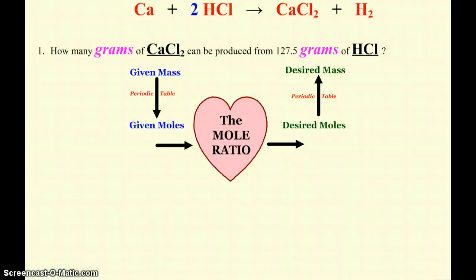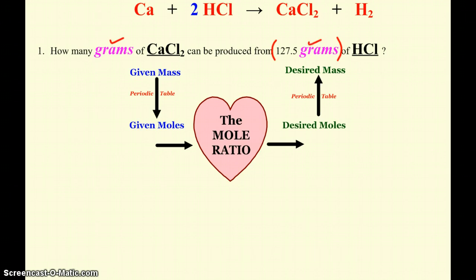Now there's going to be 2 different ways that I'm going to show you how to do this. One, the longer way, dimensional analysis, and also a shorter way, and you can choose which way works best for you. But here we see the recipe for when calcium reacts with hydrochloric acid. We get some calcium chloride and some hydrogen being produced. So the question asks, how many grams of calcium chloride can be produced from 127.5 grams of hydrochloric acid? Well, there's my given mass, and we can see this is a mass-mass problem because there's grams.